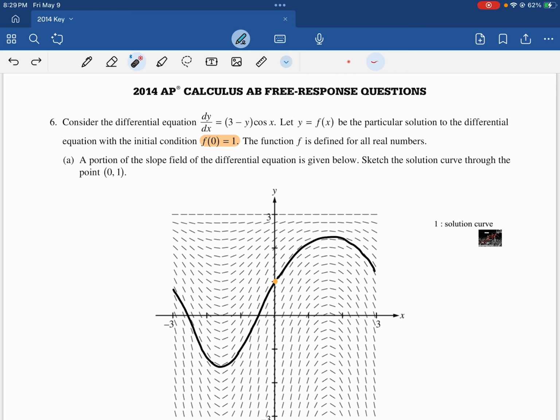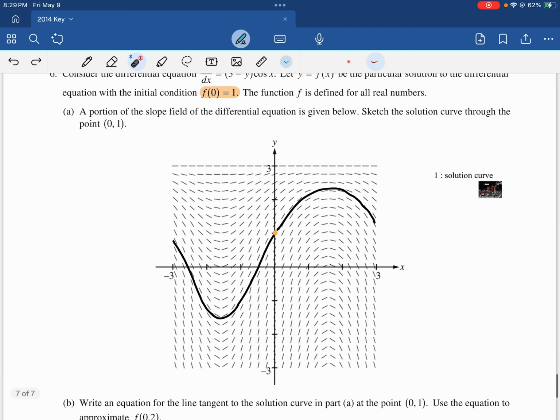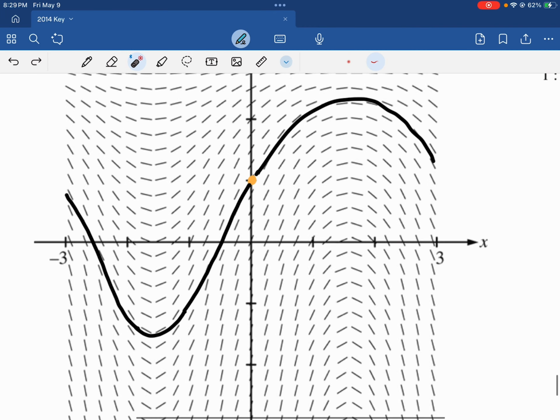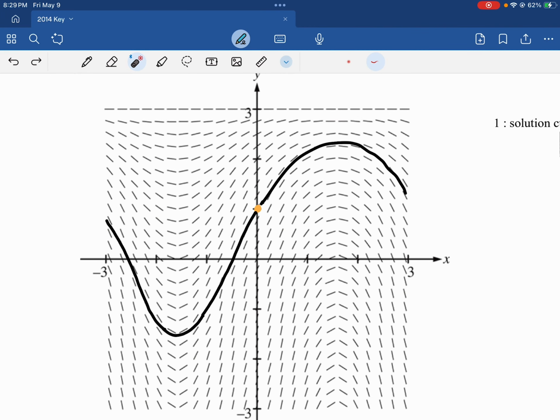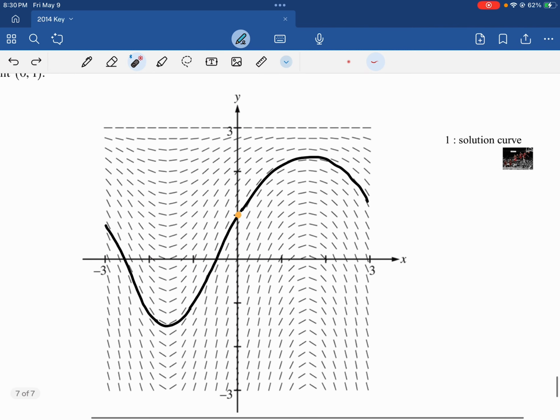The function is defined for all real numbers. A portion of the slope field of the differential equation is given below. Sketch the solution curve through the point 0, 1. Definitely start at 0, 1, and do not be like those students that put it here. Notice that the way your axes are labeled is that if this is 3, this is 2, and this is 1, and your y-axis follows suit. So 0, 1 would be here. Make sure that your slopes at specific times are pretty close to the slope field, and you should be okay. I'd say that you all can absolutely nail this one for the 1 point.